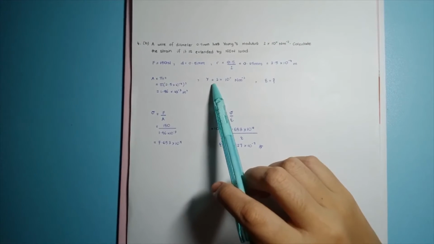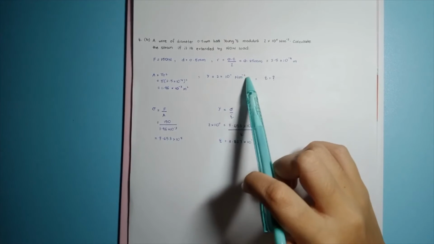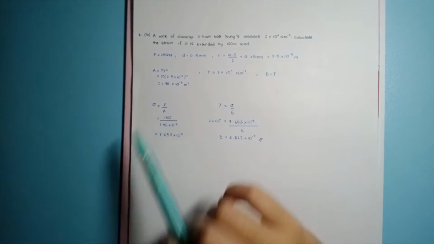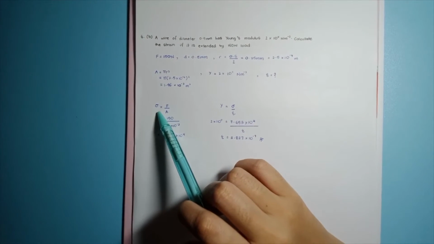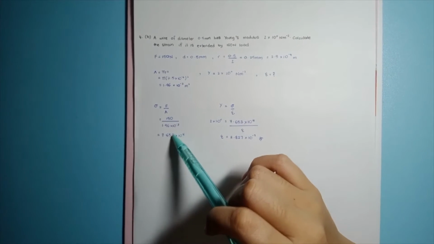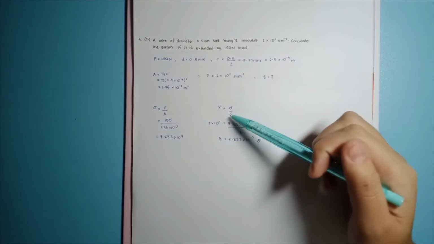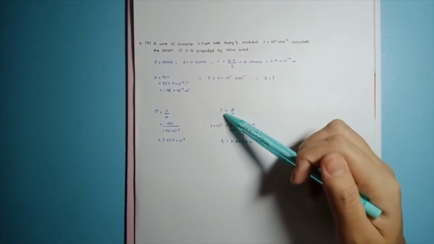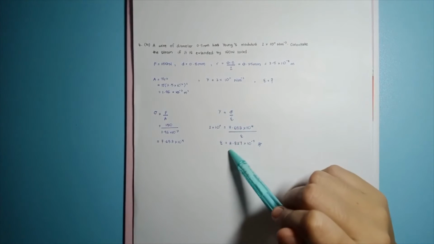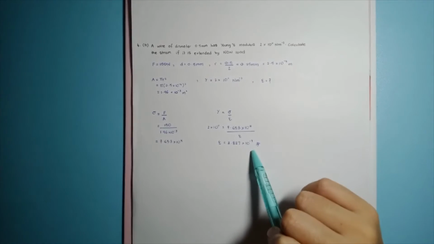Young modulus dia bagi 2 darab 10 kuasa 11 Newton meter negatif 2. Kita nak cari strain, jadi kita guna formula stress equal to F over A. Kita akan dapat 7.653 darab 10 kuasa 4. Untuk dapat strain tadi, kita guna formula Young modulus. Kita akan dapat 3.827 times 10 kuasa negatif 7.